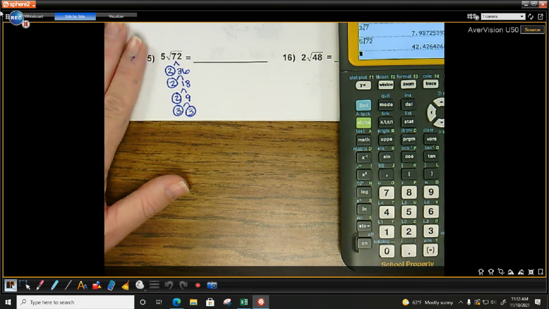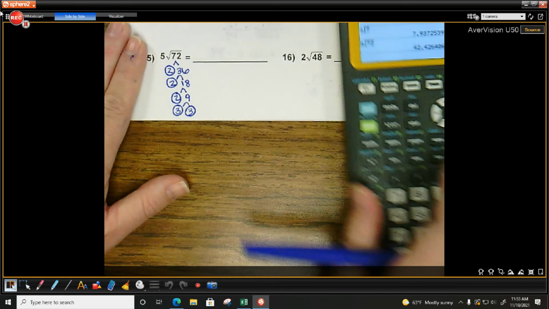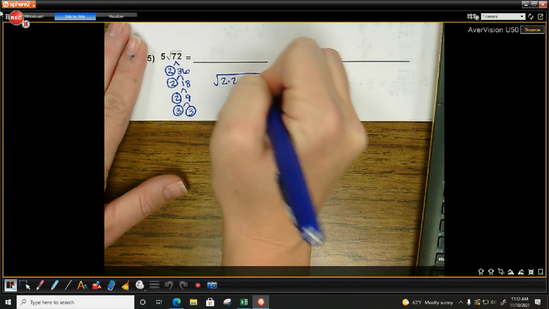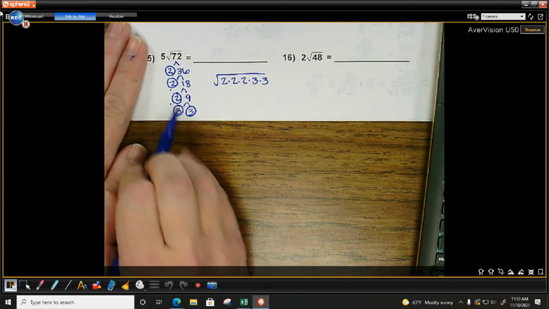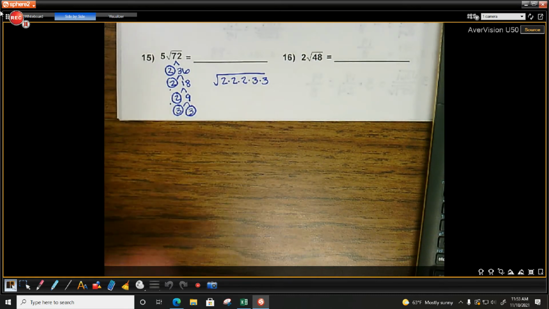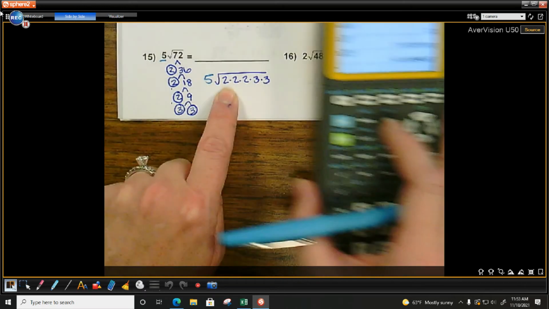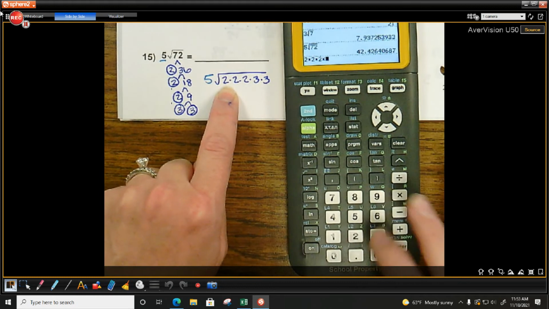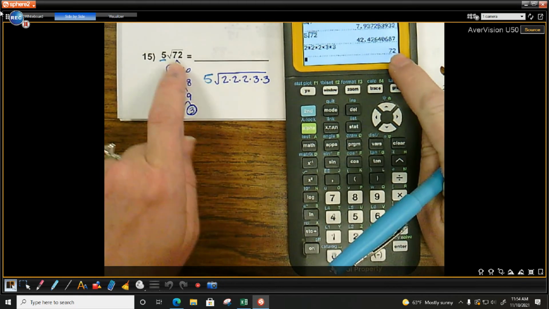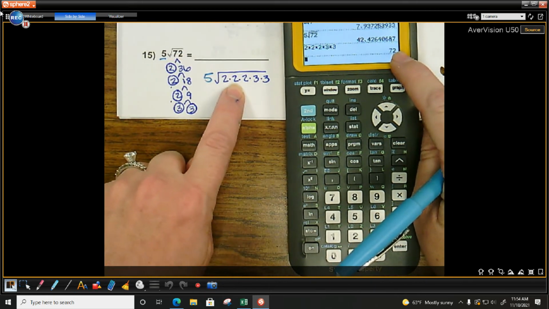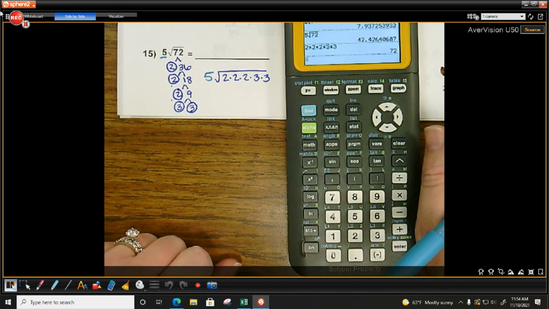So I have the square root of 2 times 2 times 2 times 3 times 3. I have three 2s and two 3s. And then don't forget about this 5 on the outside. So I have to keep my 5 on the outside. You can make sure that you factored this properly by doing 2 times 2 times 2 times 3 times 3. Do I get what I was trying to factor? Yes, so 2 times 2 times 2 times 3 times 3 is equivalent to 72. Okay, so I just wrote 72 a different way.